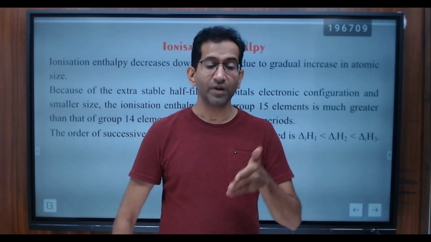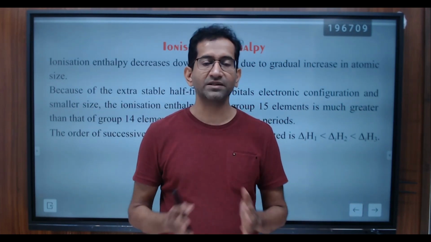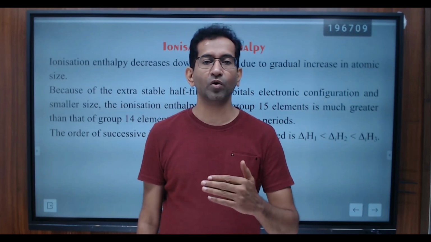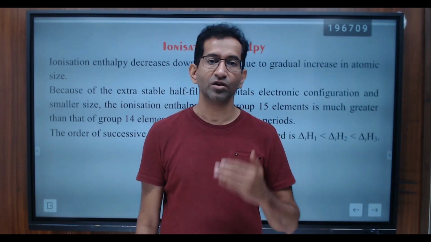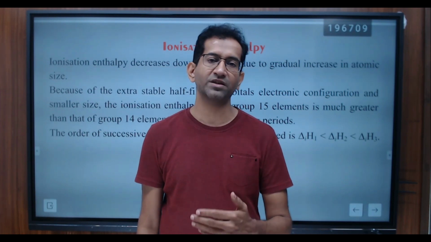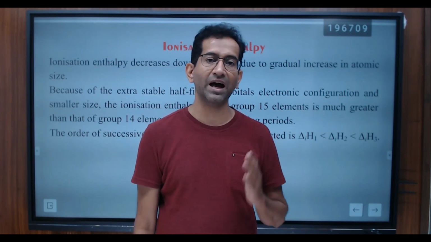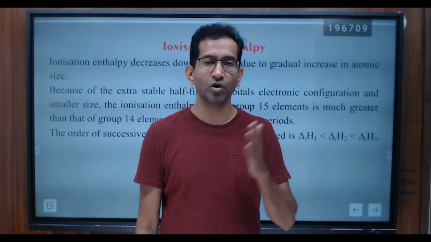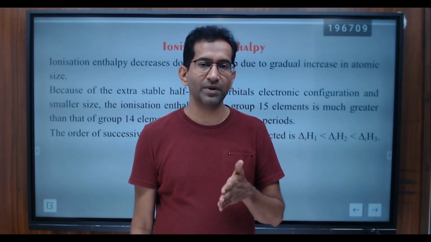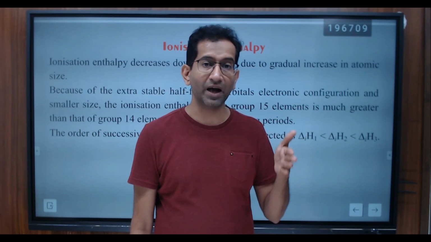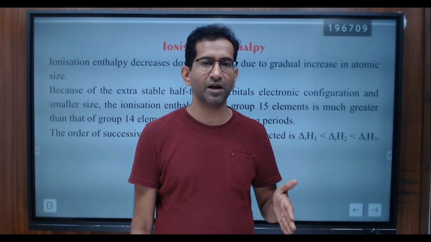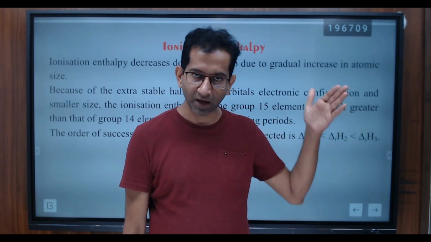Next point, if we go down, size increases, and due to that the electron goes away and away from the nucleus, so going down the group ionization enthalpy decreases, and successive ionization enthalpies are in increasing order. So first ionization enthalpy से second ionization enthalpy higher होगी, second ionization enthalpy से third ionization enthalpy higher होगी.